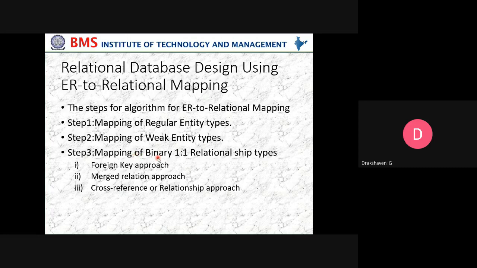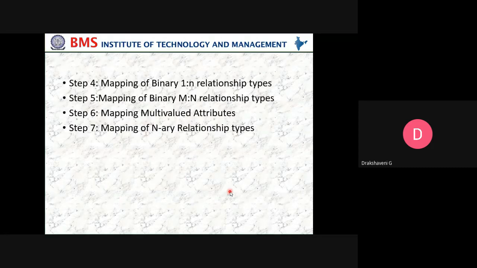Step 3, mapping of binary 1:1 relationship type. That is foreign key approach, merged relation approach, cross-reference or relational approach. Then next is mapping of binary 1 to n relationship type. Then mapping of binary m to n relationship type. Mapping of multi-valued attributes. Mapping of n-ary relationship type.